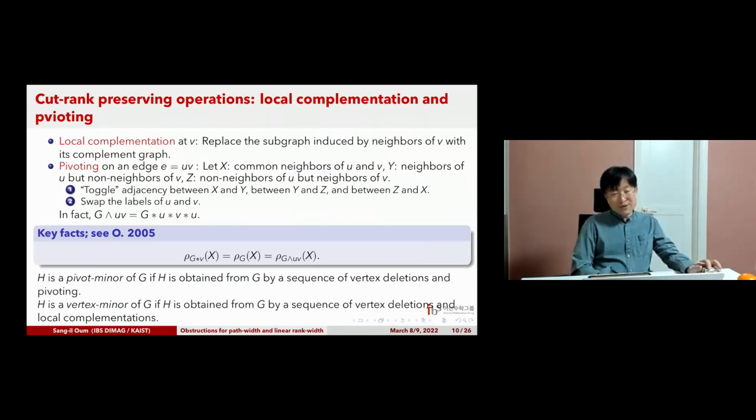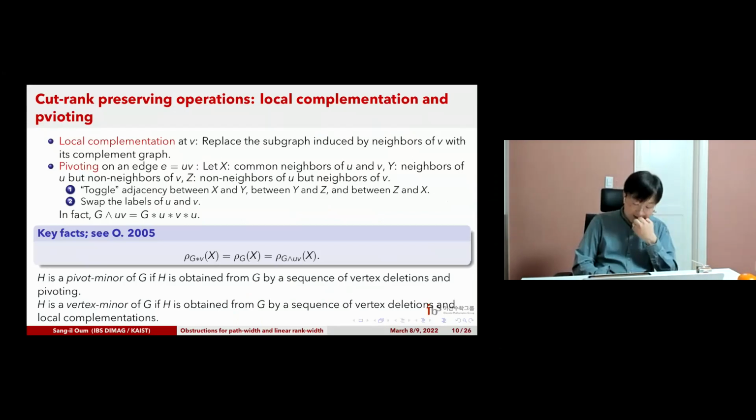And we say that a small graph H is a pivot minor of big graph G if I can obtain H from G by a sequence of vertex deletions and pivoting. And similarly, we say vertex minor if the small graph can be obtained from the big graph by a sequence of vertex deletions and local complementations. So every pivot minor is a vertex minor because pivot operation can be written as a sequence of local complementations, but not every vertex minor is a pivot minor.